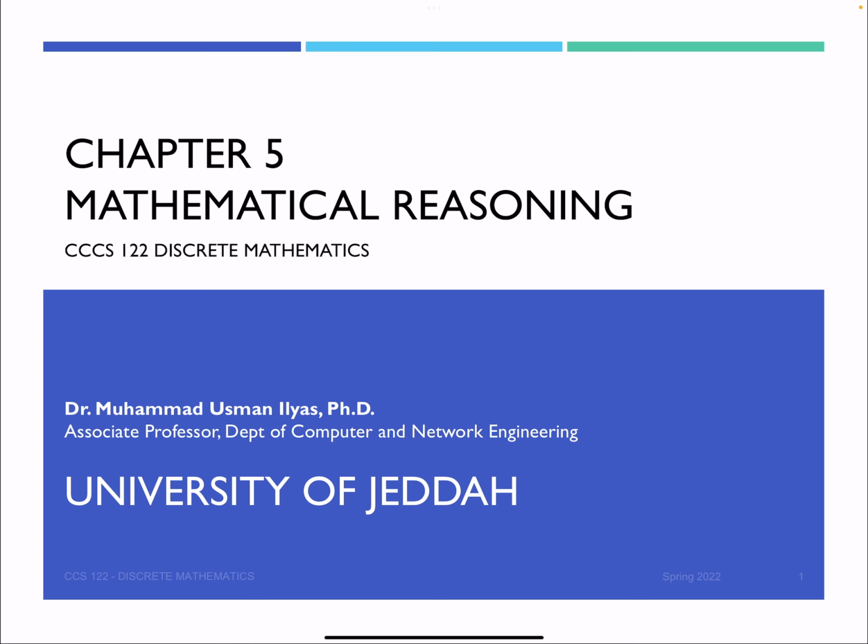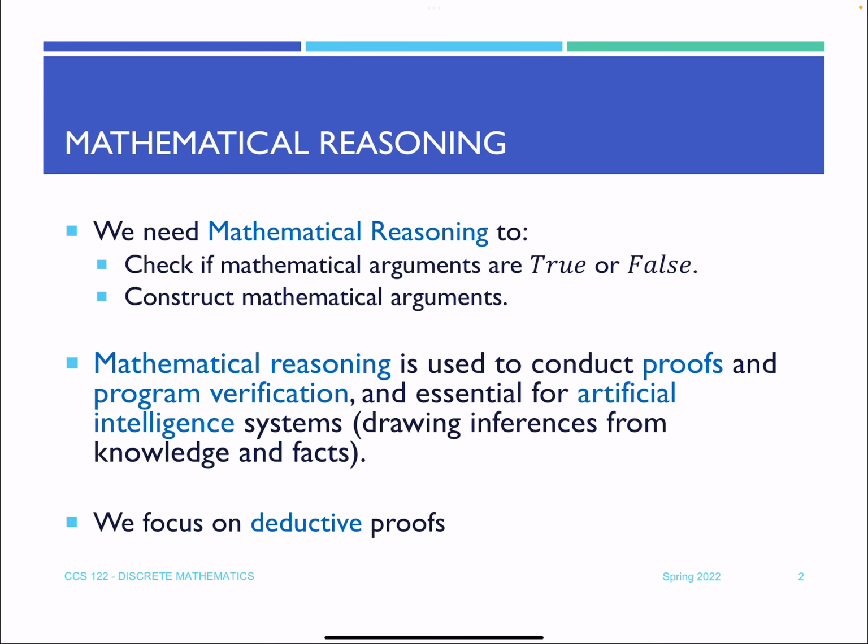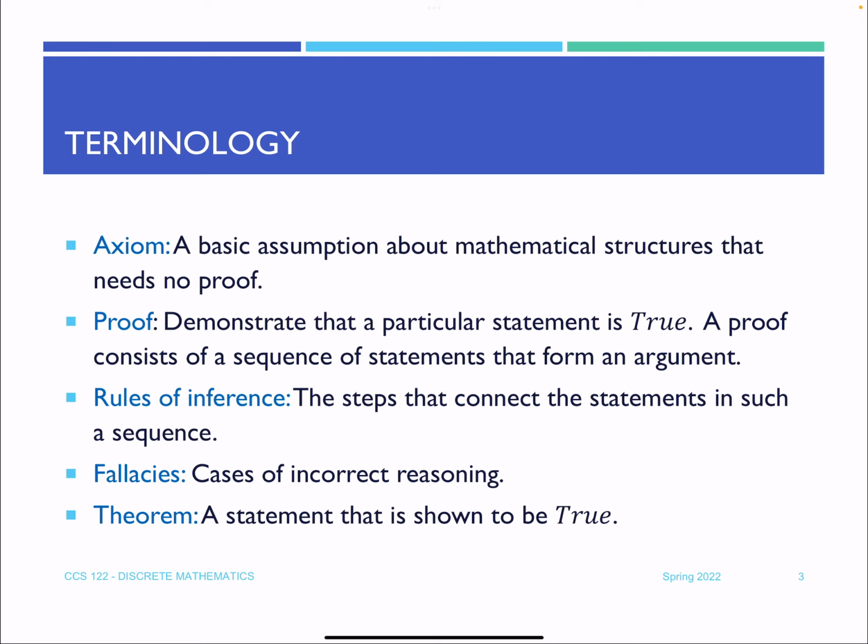CCCS122 Discrete Mathematics. In this chapter, we'll learn about mathematical reasoning, and we need mathematical reasoning to check if mathematical arguments are true or false, and to construct more complex arguments. Mathematical reasoning is also used to, like I said, conduct proofs and program verification. And it is essential in AI systems, which draw inferences from knowledge and facts. We focus on deductive proofs here.